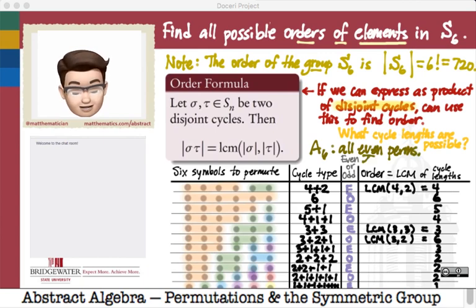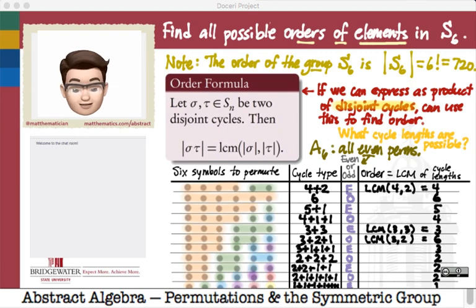And evenness and oddness is also a property that is invariant in conjugacy classes. That was just a fancy way of saying the cycle type determines the evenness or oddness of a permutation, and nothing else about that permutation. It doesn't matter which of the symbols are being permuted, it only matters what type the cycle is to determine whether it's even or odd.